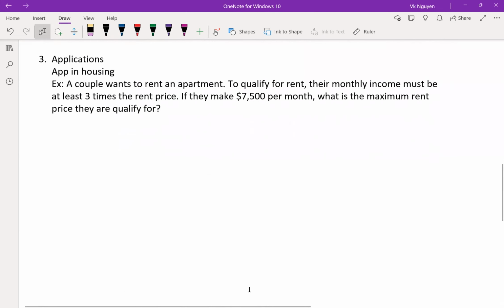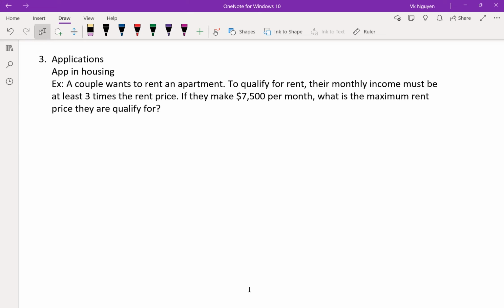Okay, inequality has applications in real life. Some are very useful, such as application in housing. A couple wants to rent an apartment. To qualify for rent, their monthly income must be at least 3 times the rent price. If they make 7,500 per month, what is the maximum rent price they are qualified for?